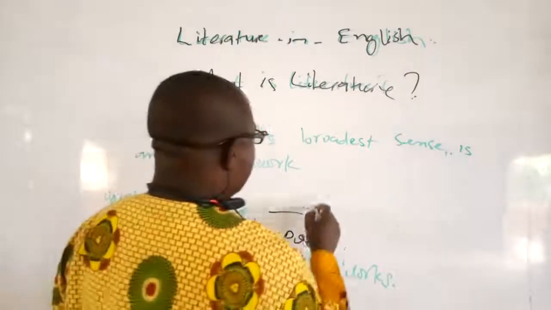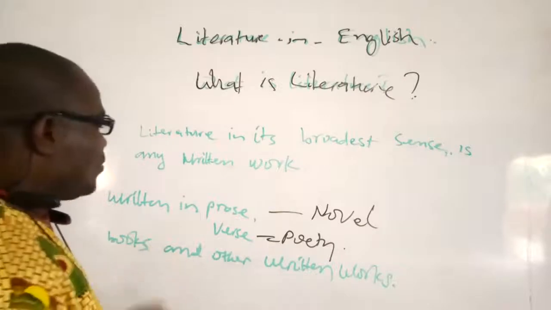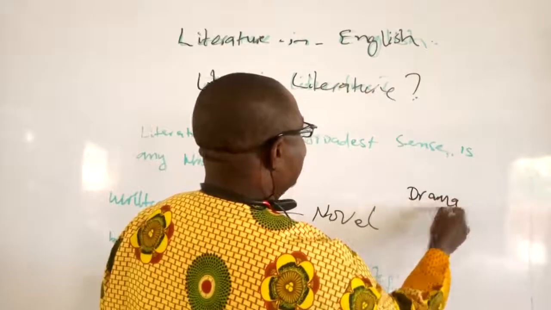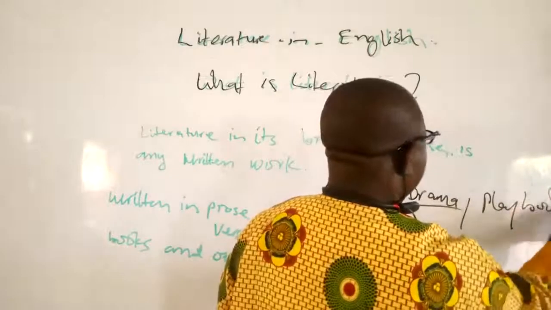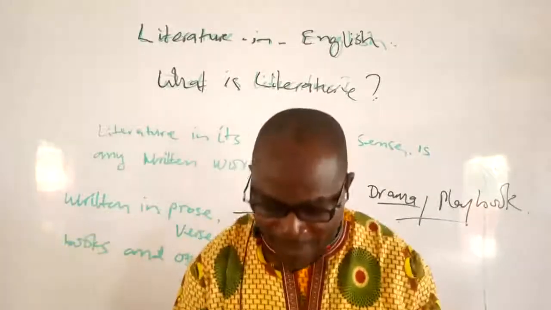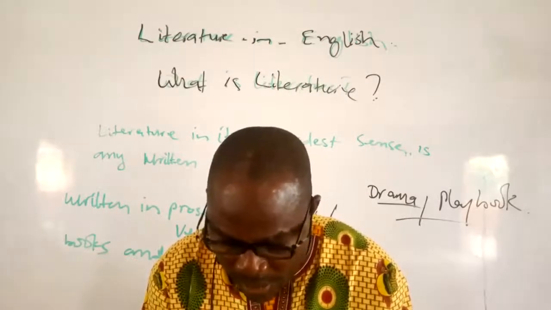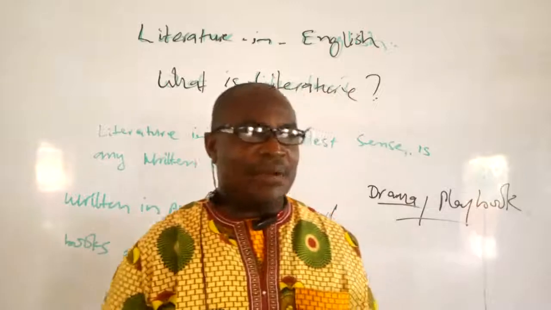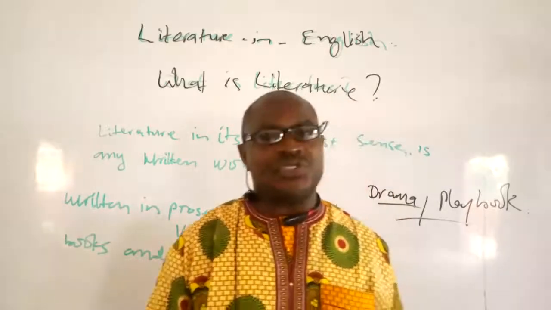Then all the novels you have read are literature. The third one, when we're talking about literature, we can mention drama or play, any playbook you come across. So we can now say literature is the mirror of life, and literature helps us to know more about people and their culture. So when you read about any work of art, you cannot but read about their culture, about their people.